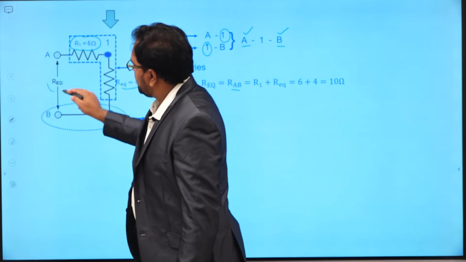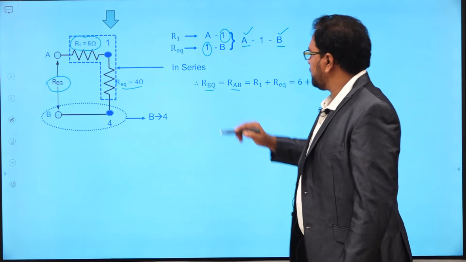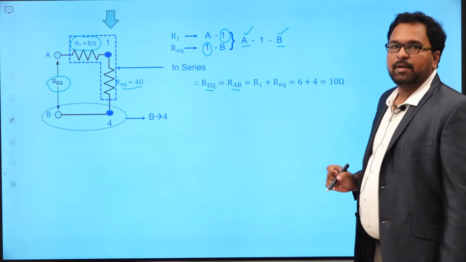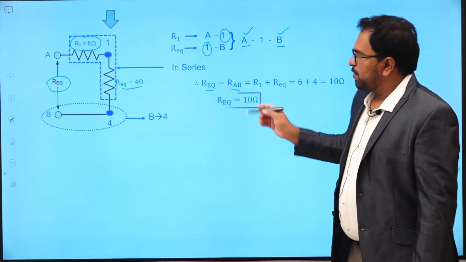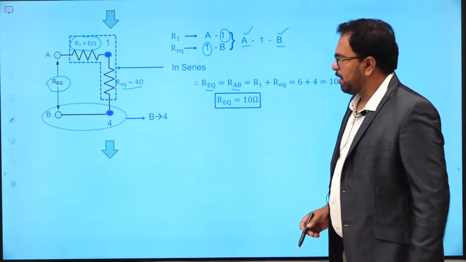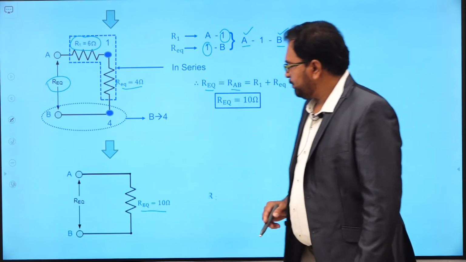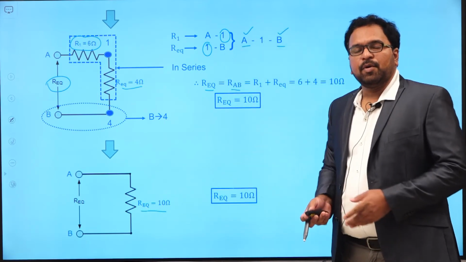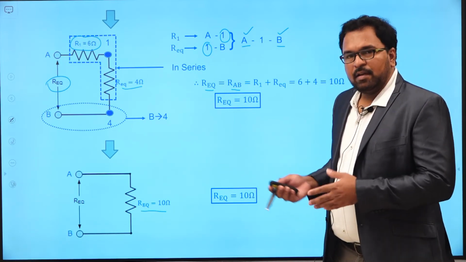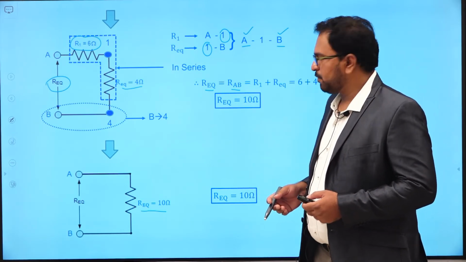That resistance between A and B, he has given as R equivalent. That's why RAB is nothing but R equivalent, which is the addition of these two resistances, R1 plus R equivalent, 6 plus 4, 10 ohms. So finally the equivalent resistance is 10 ohms. Now we can remove these two resistors and draw the equivalent circuit which contains only one resistor of value 10 ohms. So this is how we calculate the equivalent resistance from the given resistor combinations, which are either in series or parallel.